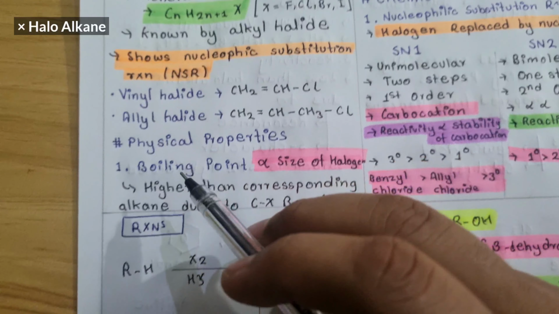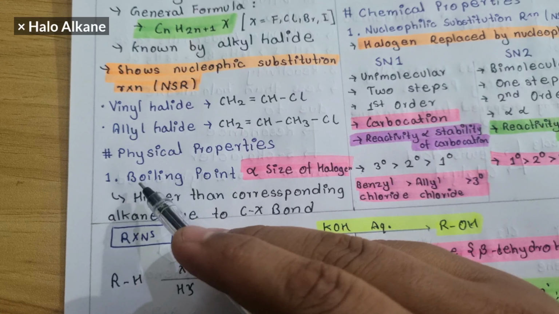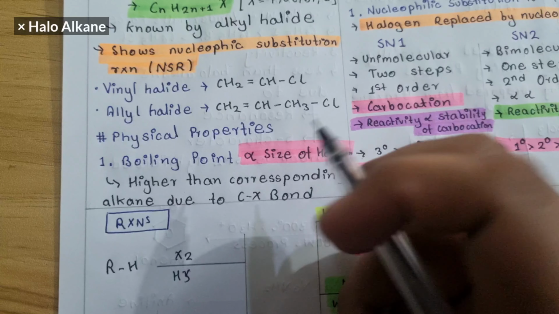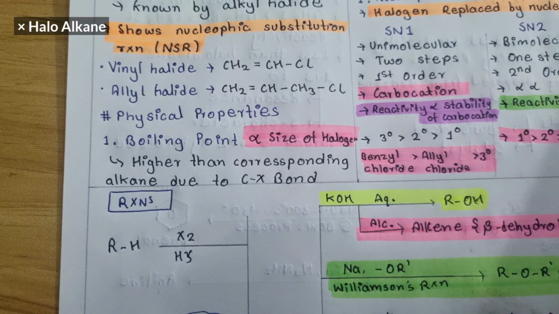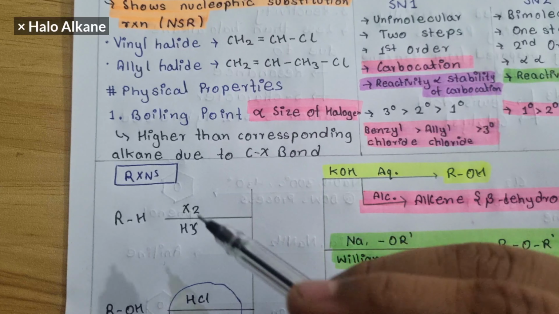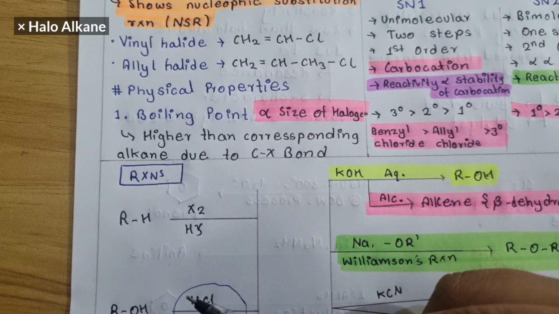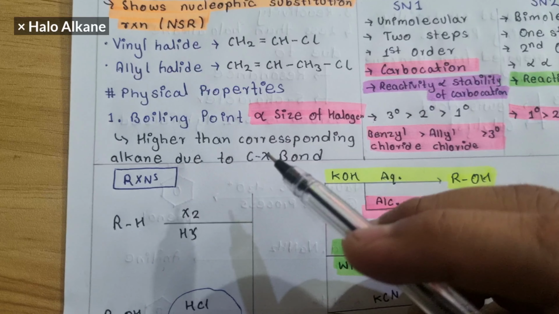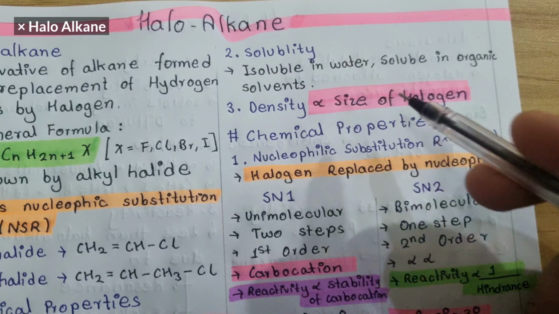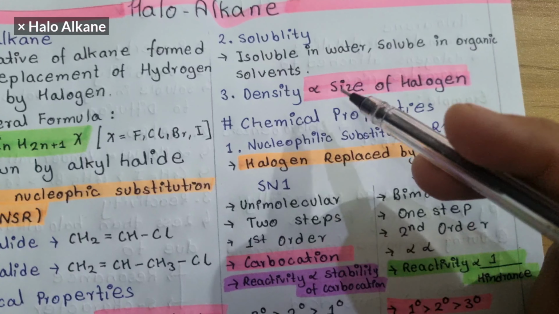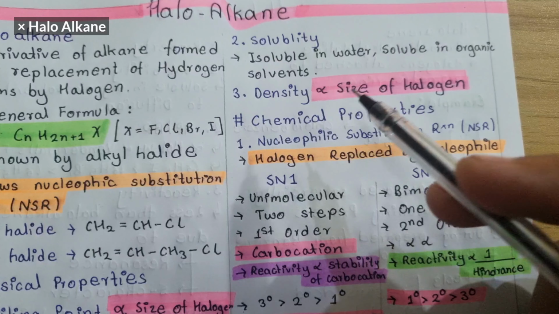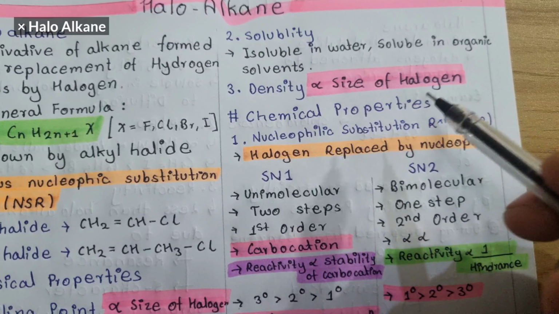The physical properties of haloalkanes: the first one is boiling point. The boiling point of haloalkane is directly proportional to the size of the halogen attached to it, and for the corresponding alkane, the boiling point of haloalkane is greater than that of the corresponding alkane due to the carbon-halogen bond. Second one is solubility. They are insoluble in water, but they are soluble in organic solvents like benzene due to diffusion. Third one is density. Density is also directly proportional to the size of the halogen atom attached.